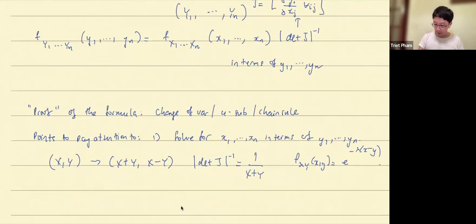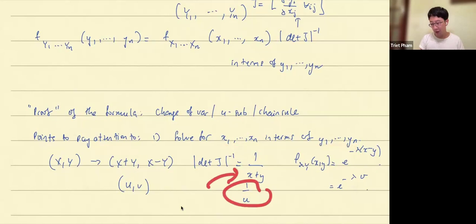But if that's the case, then clearly you already kind of see that this is 1 over u, and this is uv. So this is 1 over u, and this is e to the minus lambda times v. So usually you solve for the old variables in terms of the new variables so that you can plug it in and express everything in terms of new variables. But if it's already convenient, then you don't need to do that. So that's the first thing you want to see.